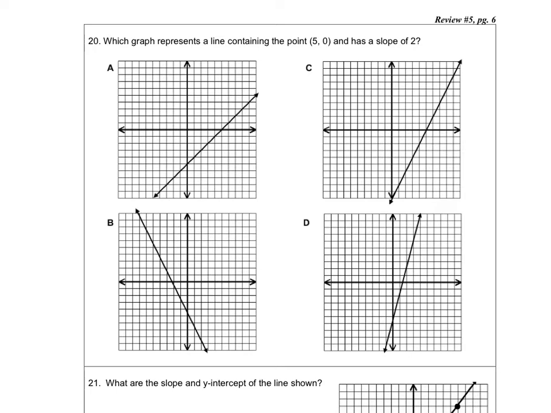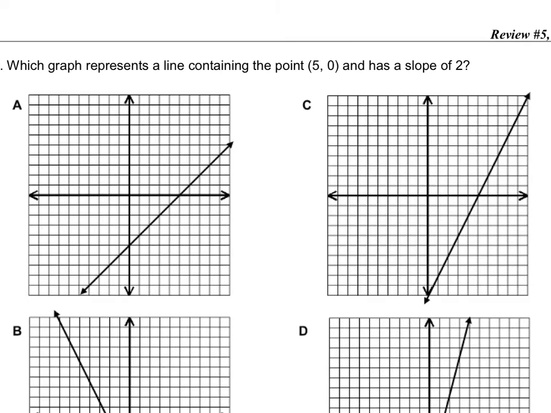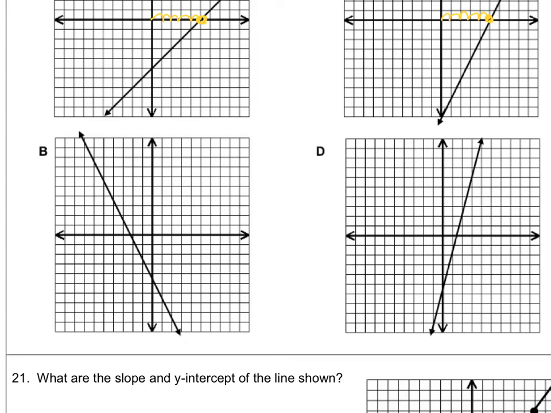And then problem 20 asks which graph represents a line containing the point (5, 0) and has a slope of 2. So the first thing I'm going to do is check for this. If I go 1, 2, 3, 4, 5, yep, that contains the point (5, 0).